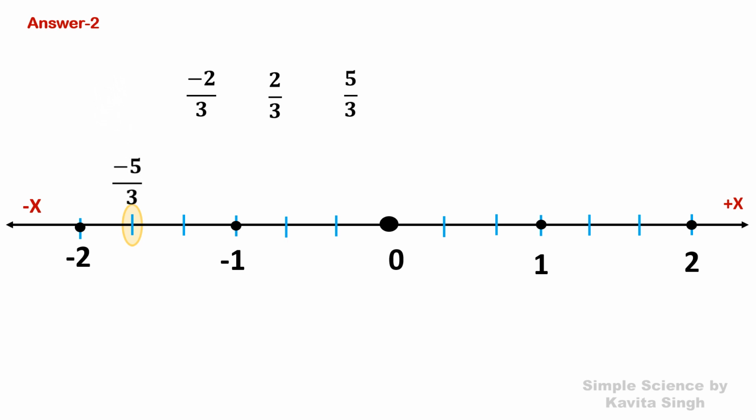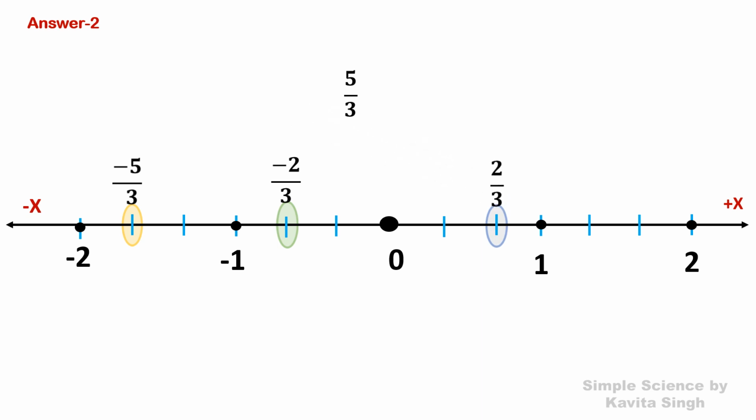Now where is minus 2 by 3? So minus means on negative side. 2 means 2 steps. From where? From 0. So from 0, 1, 2. 2 steps on negative side. Now next number is 2 by 3. It is positive. So we will move on right side. How many steps? 2 steps from 0. 1, 2. Here is your 2 by 3.